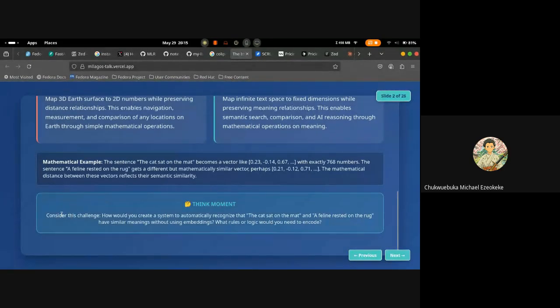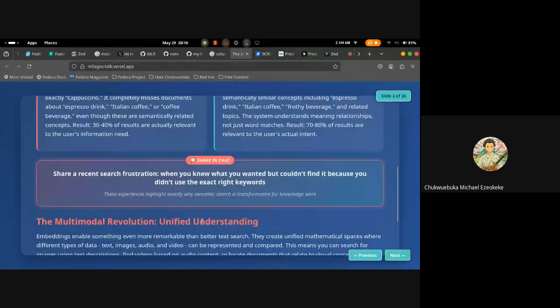Sorry, this is the question. How will you create a system that can automatically recognize that the cat sat on the mat and a feline rested on the box are similar? Okay, term frequency could work, correct. But it might not be efficient when compared to the current state-of-the-art embedding models that we have. I will move on to the next.